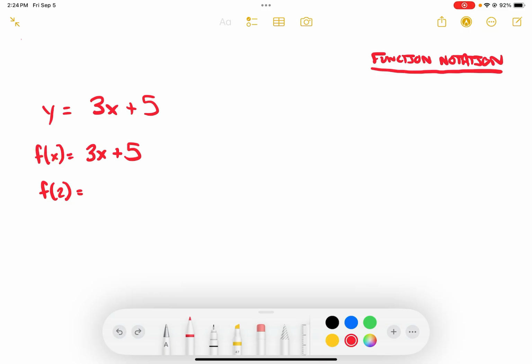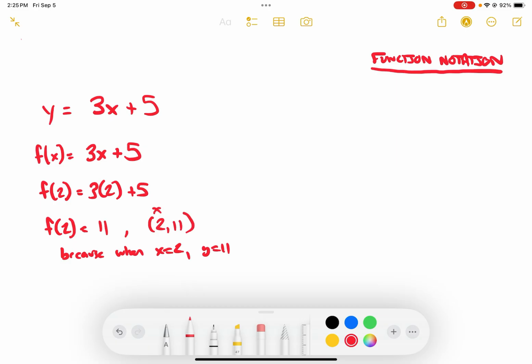So very simply, I would do the same thing that I do when I evaluate an expression. I would plug in 2 for x because 2 is my input. And then I would simplify, right? And that would turn into 11. So f of 2 would be 11 because when I plug in 2, I get 11. If I saw this, I could then know that the coordinate 2 comma 11 would have to be on my graph because that coordinate is simply an input-output pair.